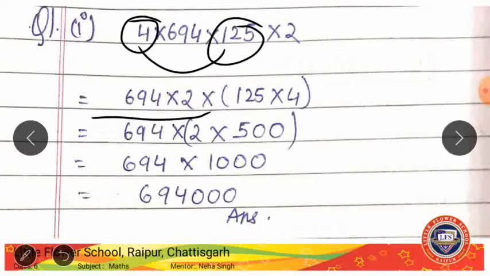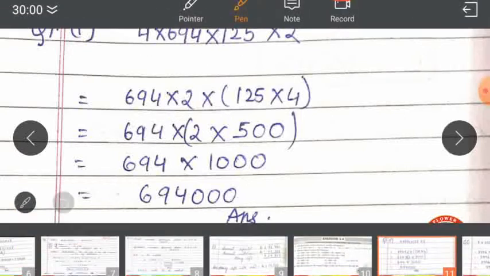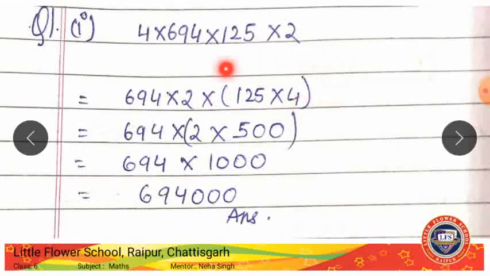Why are we putting 125 into 4 in brackets? Because to say that we are first multiplying, or first pairing, these two numbers. 125 into 4 we saw was 500. Now if we take this 2 inside the bracket, we get 1000. Now 694 into 1000 is directly 694,000. Our multiplication became much easier and simpler. This is the benefit of multiplying using the suitable rearrangement method.